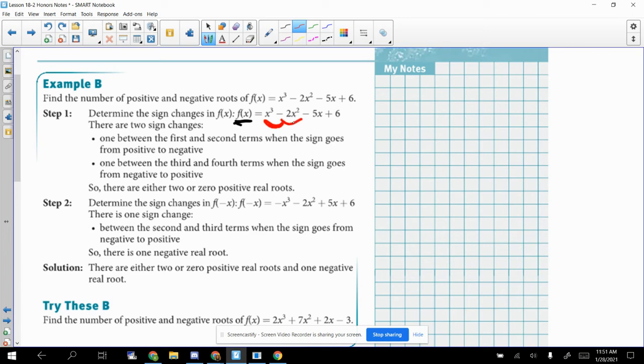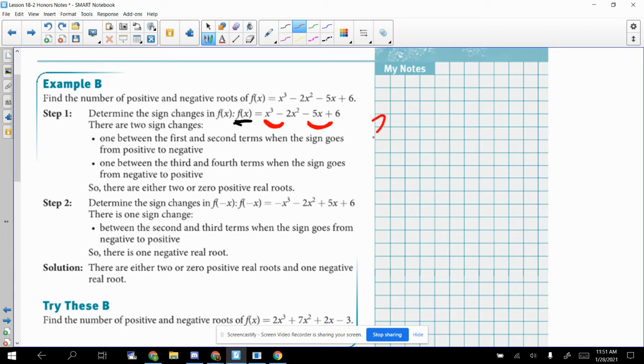Then from this one to this one, those are the same, so that does not count. Negative term to a negative term, no sign change. But from our third term to our fourth term, that is another sign change. So you're literally just looking, does it go from positive to negative or negative to positive, or does it stay the same? So in this case, there would be two sign changes.